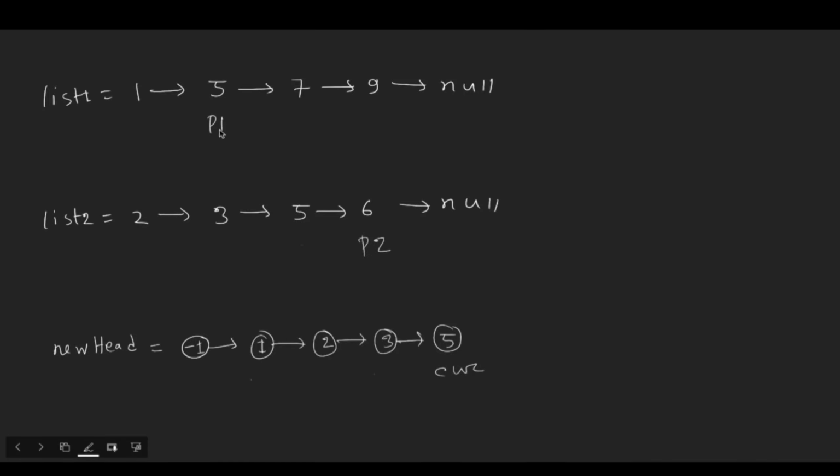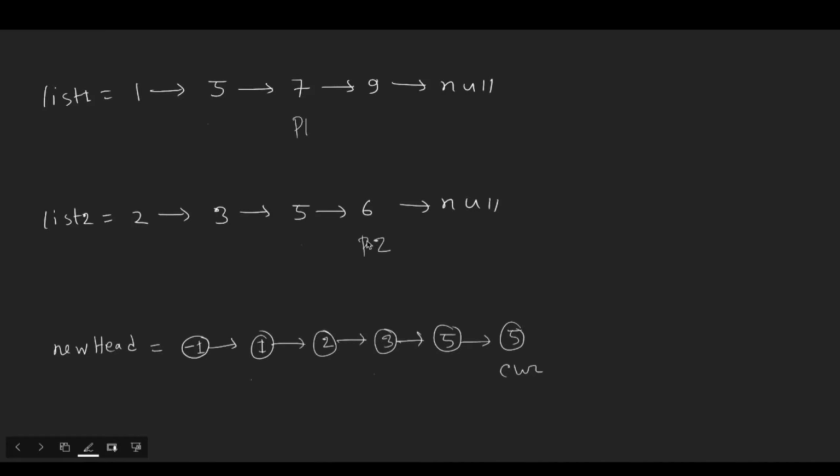Now we say that the value at P1 pointer is minimum. So let's take from P1. So let's add here 5. Let's move current to the next. Current will point here. So we have taken the nodes from P1 pointer, so P1 pointer will point here.